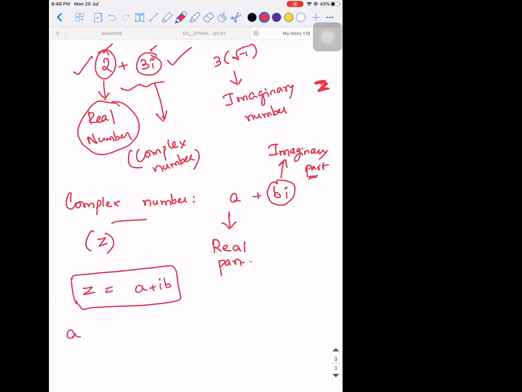Where a is called the real part of z, you write it like this: Re of z. And b is the imaginary part of z, which is written as Im of z. Is there any confusion or any doubt till this time? No, sir. All right. So you can make a note of it.